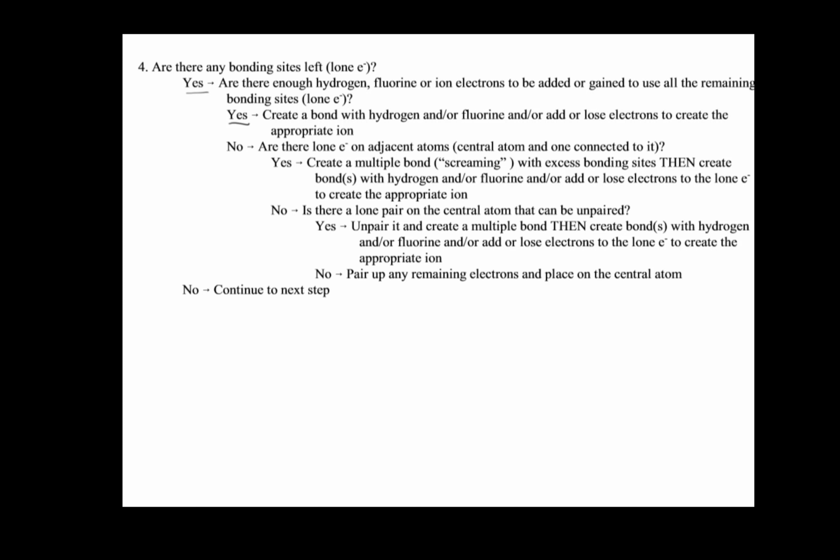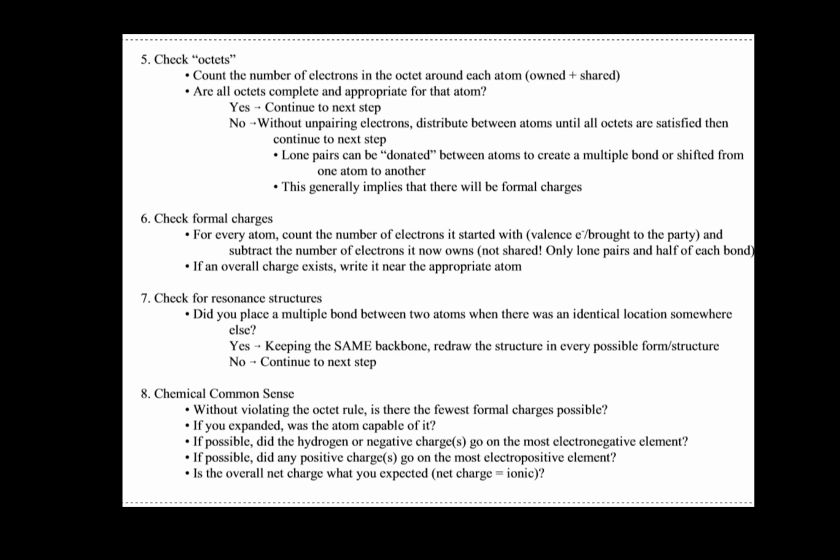All right, so there's number 4. The next step would be we would check our octets, then we would check formal charges, we would check for resonance structures, and then we would do our final check, which is called the chemical common sense check.